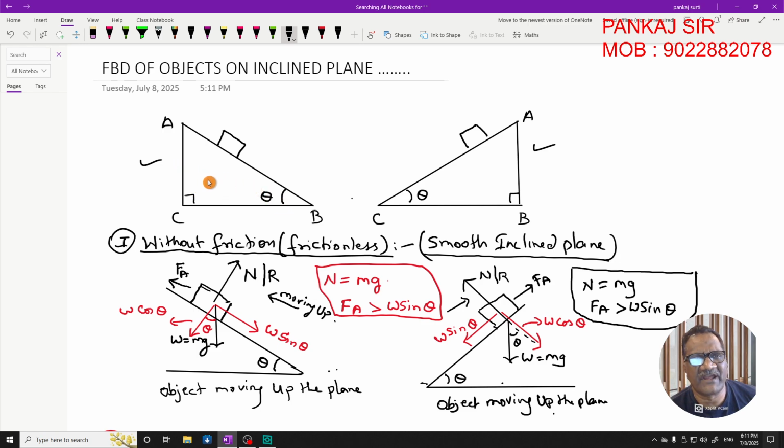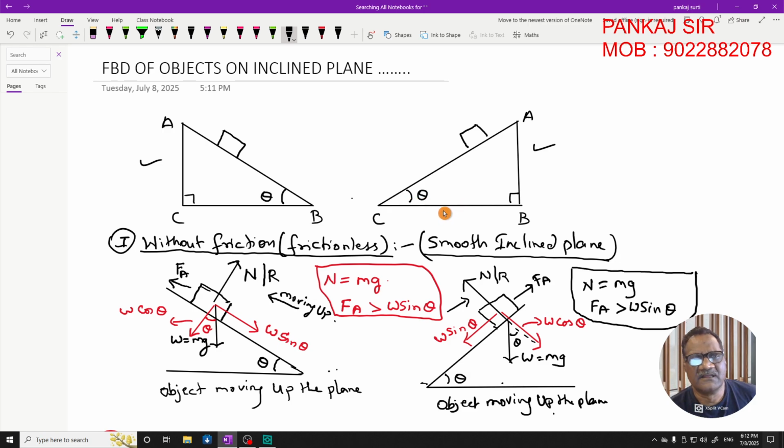In the left hand triangle, you can see angle B is the inclination of the inclined plane, angle theta. Here, angle C is the angle of inclination. So that is always represented by theta. Any inclined plane has an angle of inclination denoted by theta.